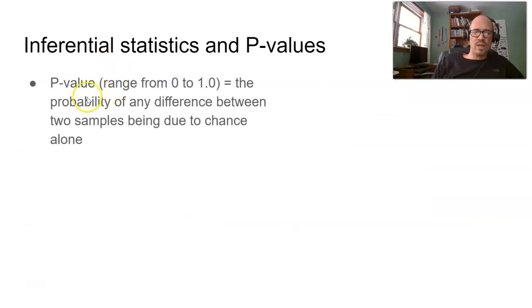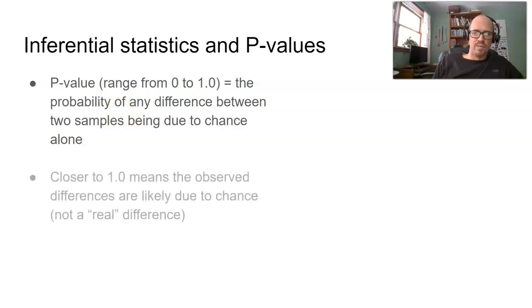So the thing to realize is that there's a p-value. P stands for probability, so it's a probability value. It ranges from 0 to 1.0, and it is the probability of any difference between two samples being due to chance alone. So if the probability is closer to 1.0, it means the observed differences are likely due to chance. So there's a high likelihood that they are due to chance, and it's not a real difference. And the closer to 0 that the p-value is, the more likely it is that it is an actual difference. It's not just due to random differences in the data.